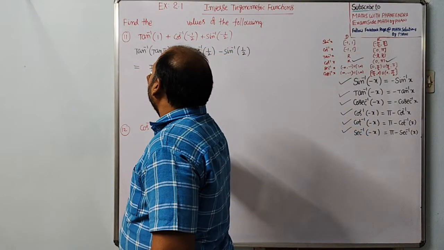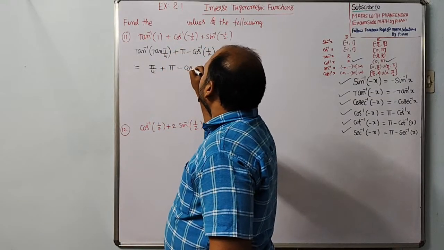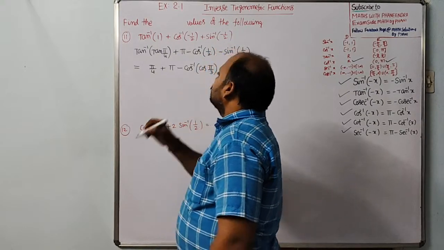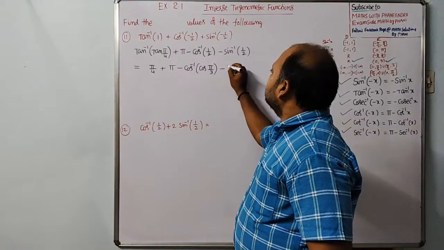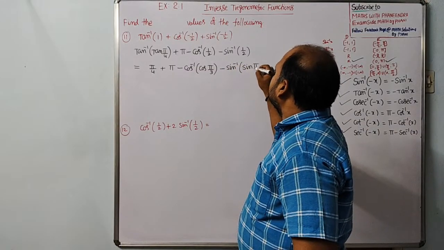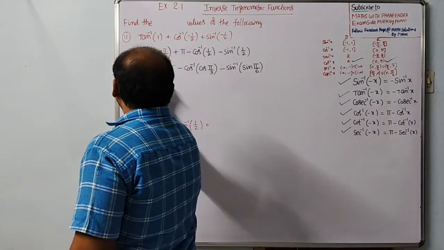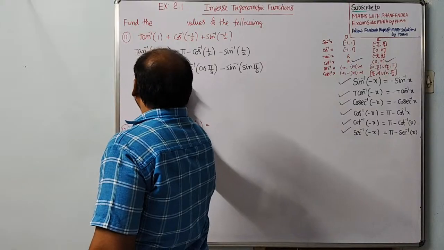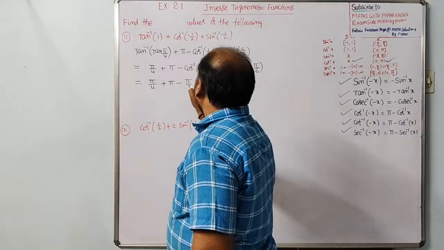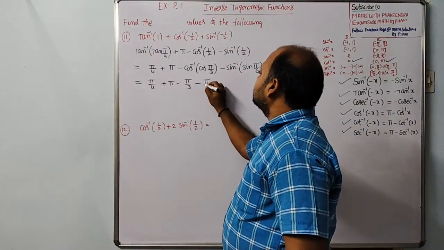Theta means what here? Pi by 4 plus pi minus cos inverse of 1 by 2, in terms of cos, for cos 60 degrees only, so pi by 3. So minus sine inverse of 1 by 2 in terms of sine: sine pi by 6, 30 degrees. So pi by 4 plus pi minus pi by 3, since cos inverse of cos theta is theta, minus pi by 6, since sine inverse of sine pi by 6 is pi by 6.